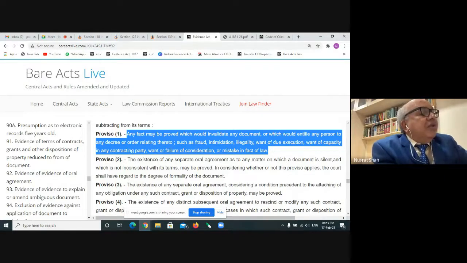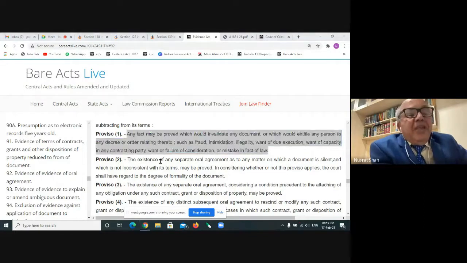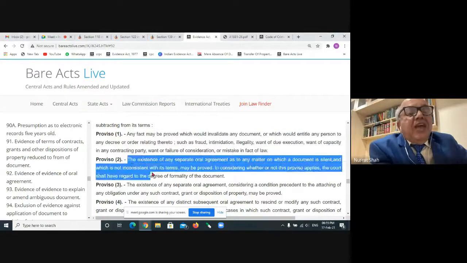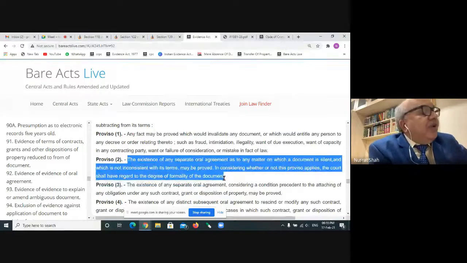Then item number 2 in the proviso: existence of a separate oral agreement. You may take up the plea that the plaintiff had told me that this agreement was not to be acted upon. There will be an oral arrangement. Number C, existence of a separate oral agreement, a distinct separate agreement.